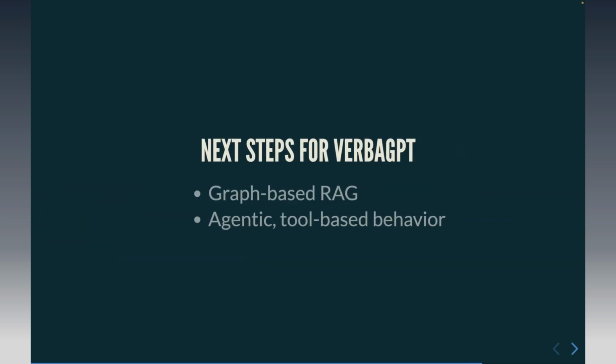Now, our next steps for VerbaGPT include exploring graph based RAG to leverage more structured knowledge. And we're also looking into agentic or tool based behavior, where the system can take more initiative in suggesting and drafting content based on conversations and user interactions. Additionally, once we have a graph based RAG, using the results of a graph query to inform multiple different vector RAG searches so that we have information both on the initial user query, but also related topics that the LLM might leverage.